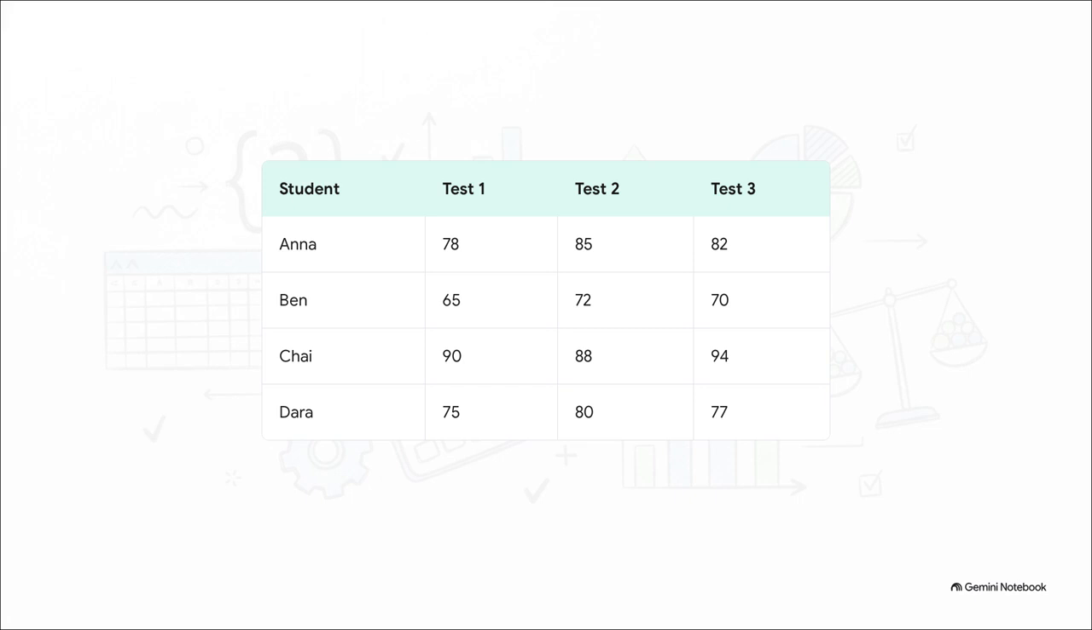Here we've got some student test scores. Anna, Ben, Chai, and Dara. They've all taken 3 tests. Now, we don't just want one massive average. We want a specific average for each individual student. To pull this off, we just enter our average function into the first blank cell for Anna, selecting her 3 scores right across the row.